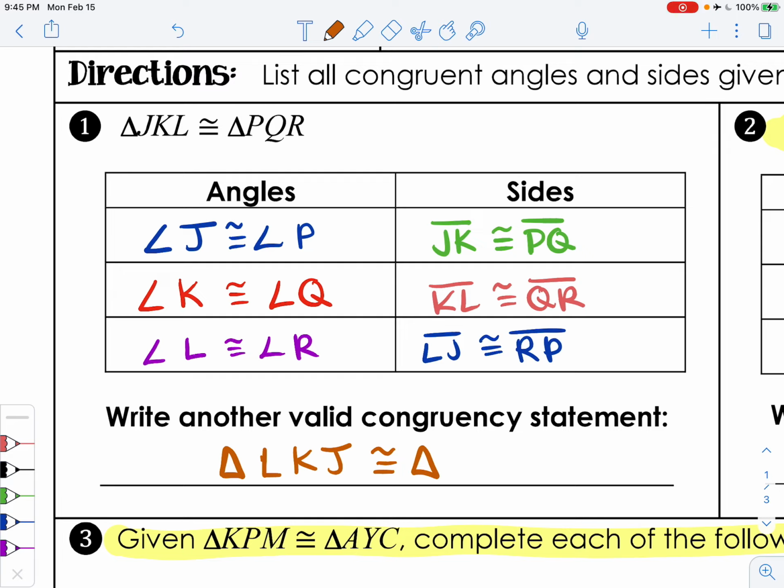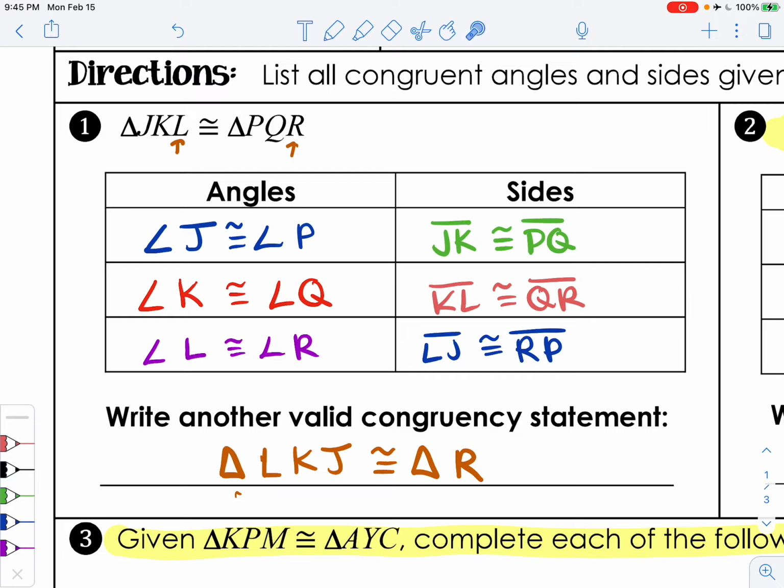But what's really important is the way that we name the second triangle then. We need to name it so that the corresponding points are in the same location. So which point was corresponding to L? That would have been point R, because those are the last points. So that means because the first triangle starts with L, the second one has to start with R.